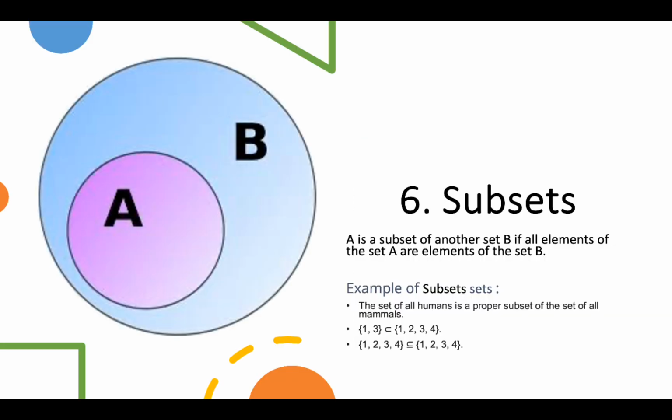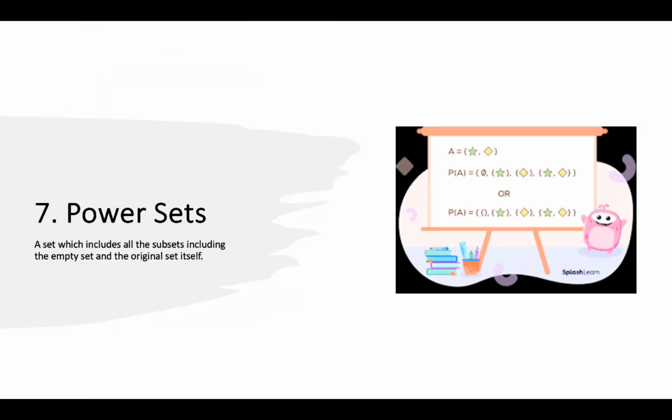Sixth, subsets. A is a subset of another set B if all elements of the set A are elements of the set B. Example of subsets: the set of all humans is a proper subset of the set of all mammals. Seventh, power sets. A set which includes all the subsets including the empty set and the original set itself.